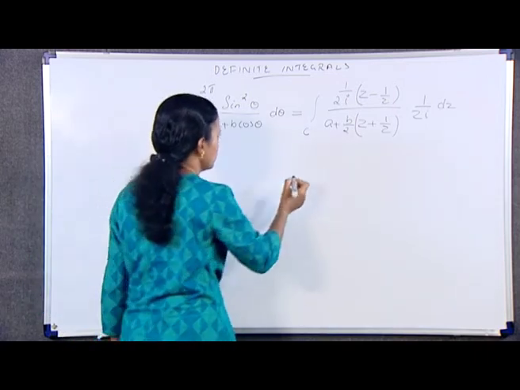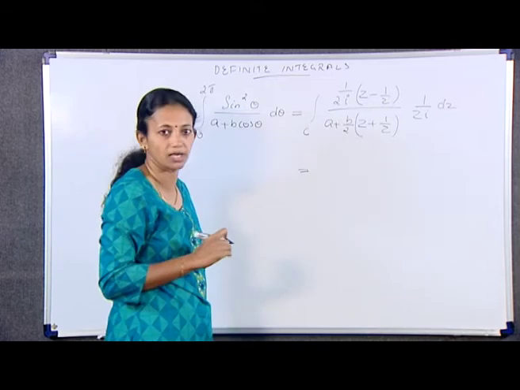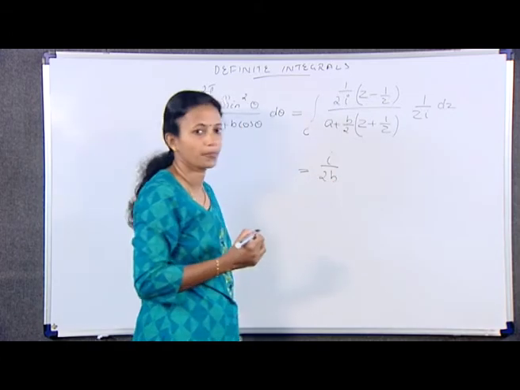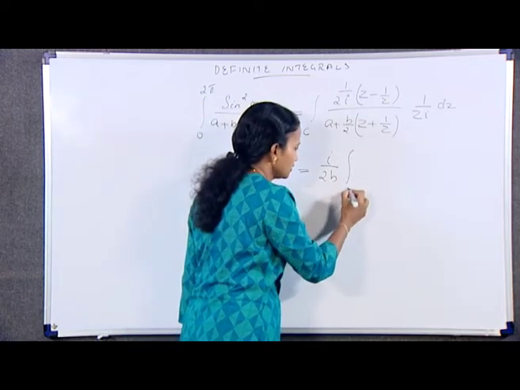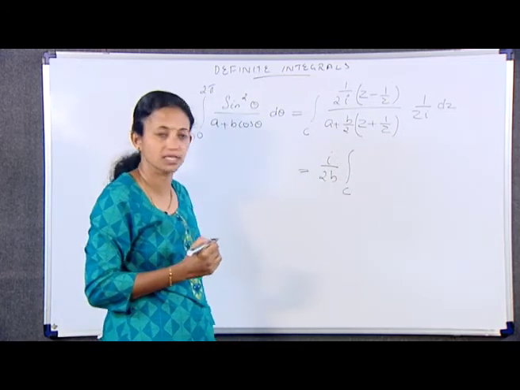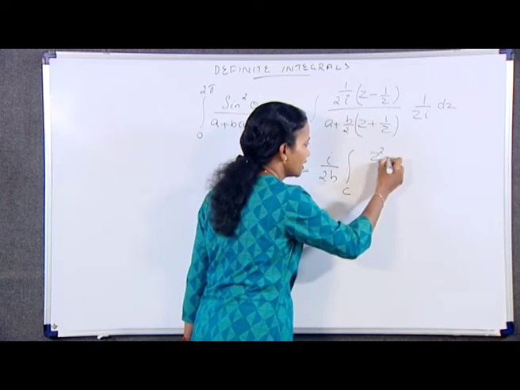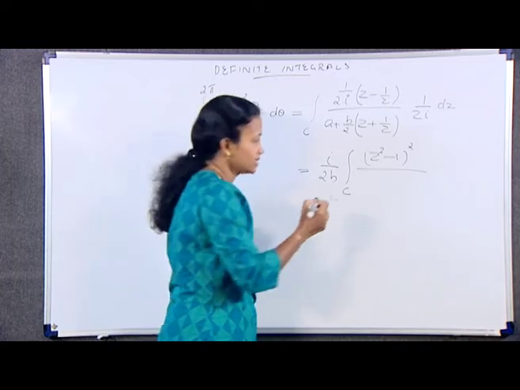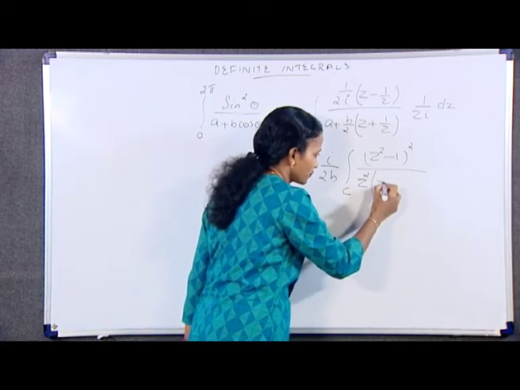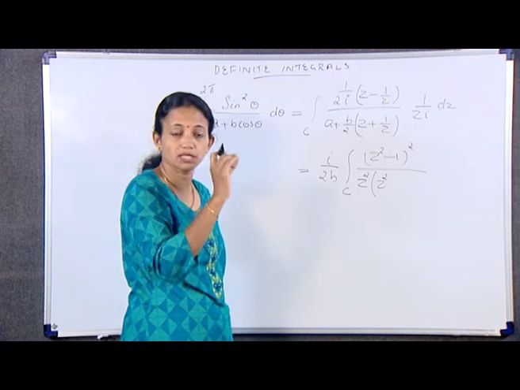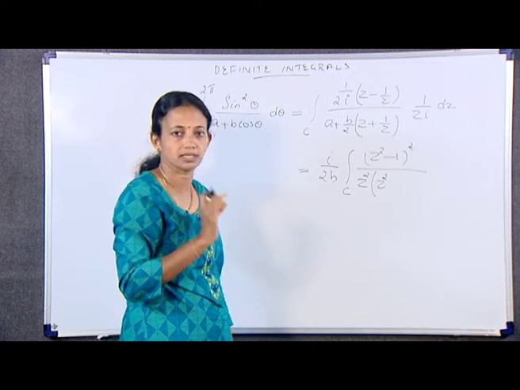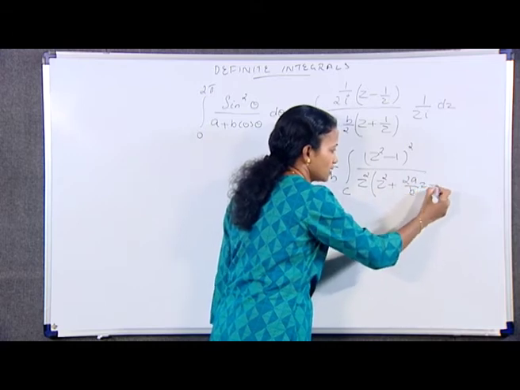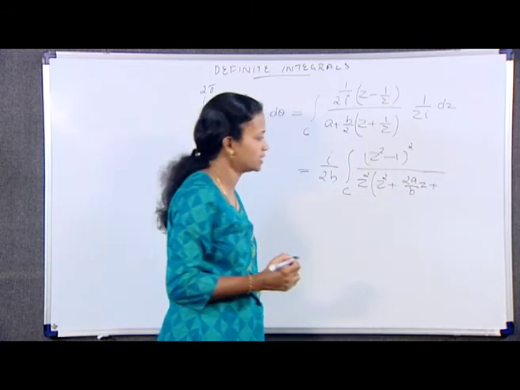This is equal to, we can take the constant term outside, i by 2b integral over c of (z square minus 1) whole square divided by z square into (z square plus 2a by b z plus 1), that is z square plus 2a by b z plus 1.